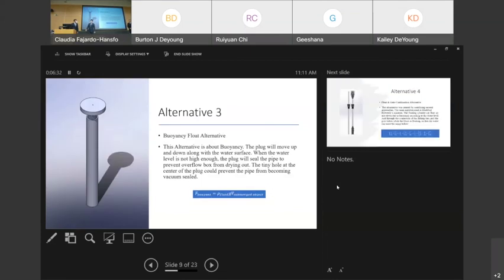And next is our third alternative, the buoyancy float alternative. It's controlled by buoyant force. The plug will move up and down along with the water surface. Since the plug is a horn-shaped plug, it has variable cross sections, which could help us create a variable water inlet area. And also, if the water level is not high enough, the plug will seal the pipe.